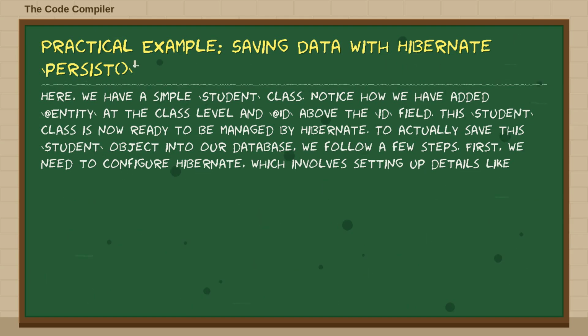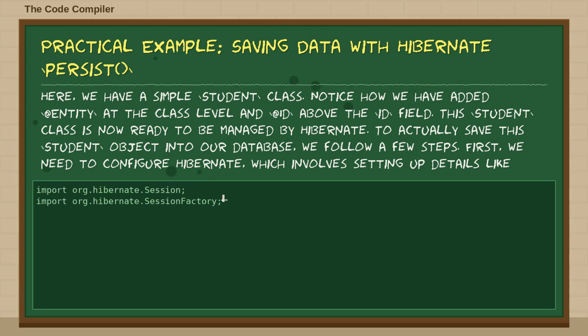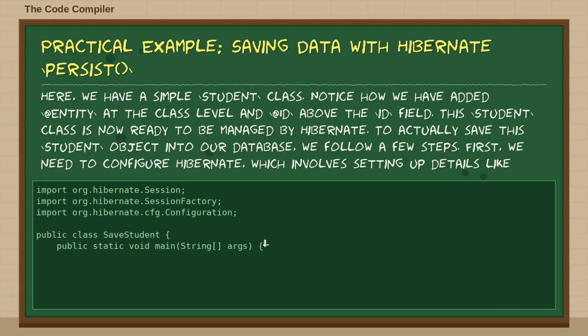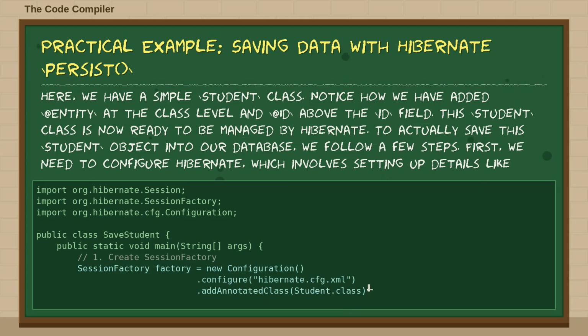Within this session, we need to start a transaction. A transaction ensures that all our database operations either succeed completely or fail completely, maintaining data integrity. Finally, we use the session.persist method, passing our student object to save it. After persisting, we commit the transaction and close the session. It is a simple yet powerful workflow.